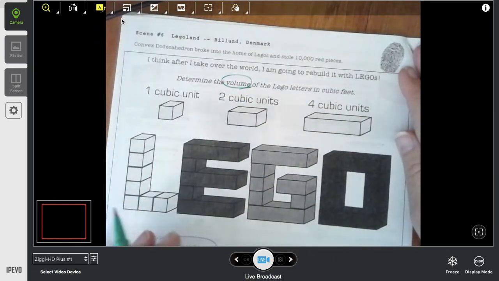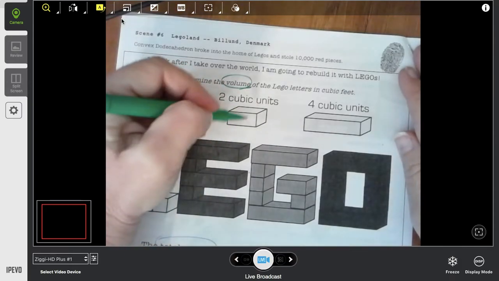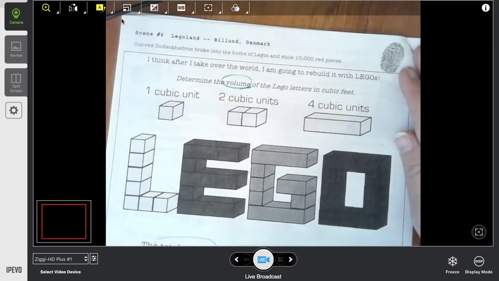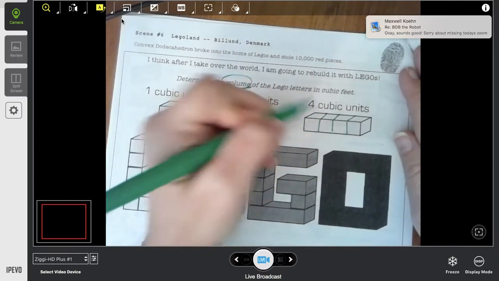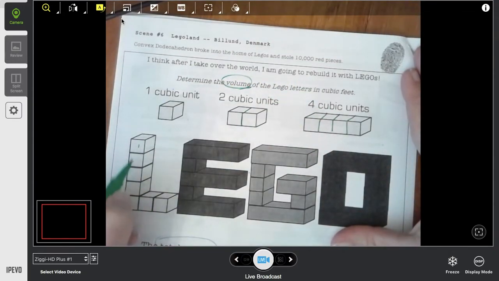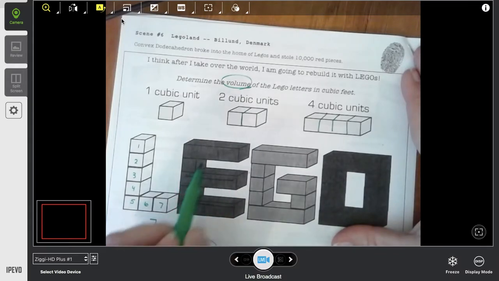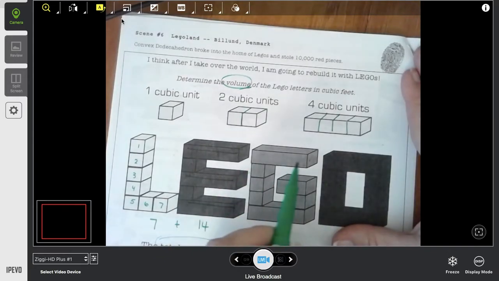Okay, so all of these are cubic units. There's our 1, 2, and when I see this 2, I just see 2 of those ones put together. And when I see this 4, I just see 4 of the ones put together. So that'll help either way. So here we go. 1, 2, 3, 4, 5, 6, 7 units. This one has those long pieces, which is 4. 1, 2, 3, 4. 4, 8, 12, 13, 14. 14 units. Here's another 4, 5, 6, 7, 8, 9, 10. That's a 2. And then a 4 is 14 again.